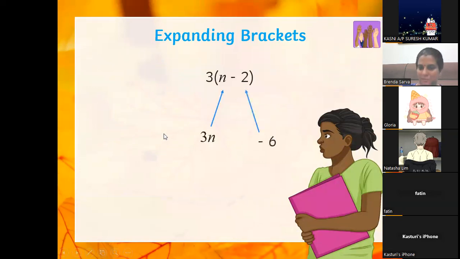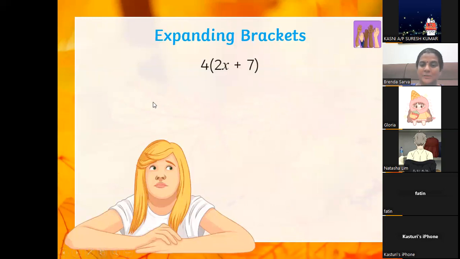Okay, I think this part of it you can understand, okay? 3 bracket n minus 2, it's 3n minus 6. Okay? So, quick one. Answer in the chat. 4 bracket 2x plus 7. Can I have your answers in the chat, please? This question, very good. 8x plus 28. Well done, girls. Okay? Well done. 8x plus 28. Yes, Natasha got that.